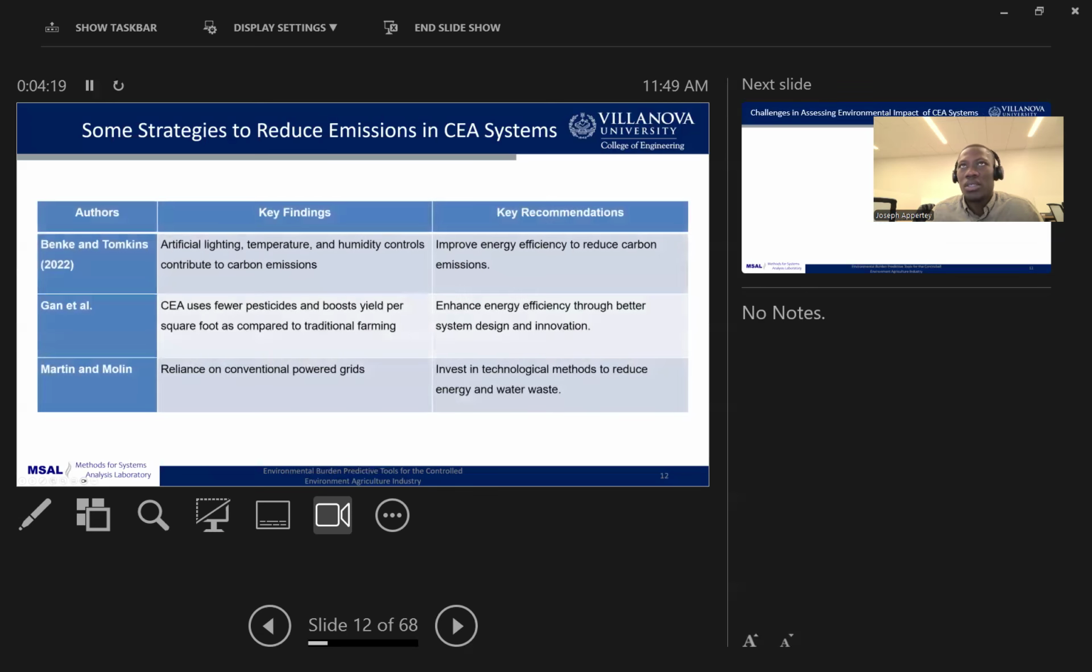So some strategies to minimize these environmental emissions include the following. We have to consider that artificial lighting, temperature, and the control of humidities contribute to huge energy emissions. So we have to improve the energy efficiencies to reduce this, and also by enhancing the energy efficiency through better system designs, we can also help to reduce this, and then also investment in technological methods to also reduce the water and the energy that these facilities use.